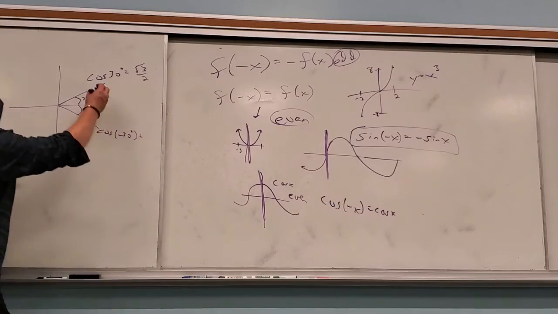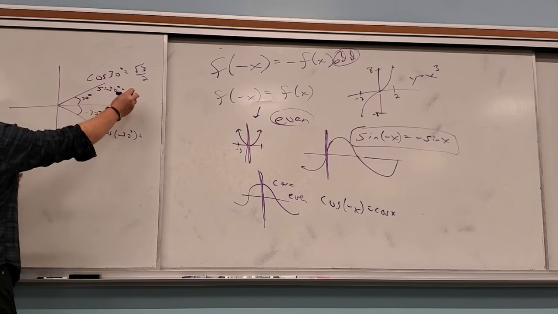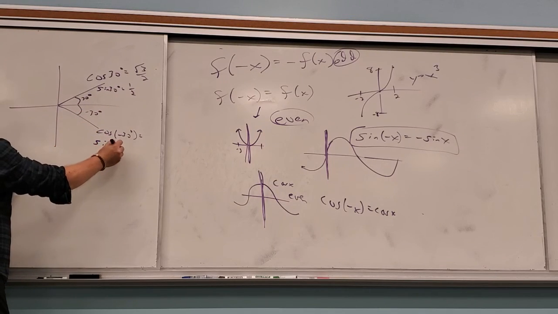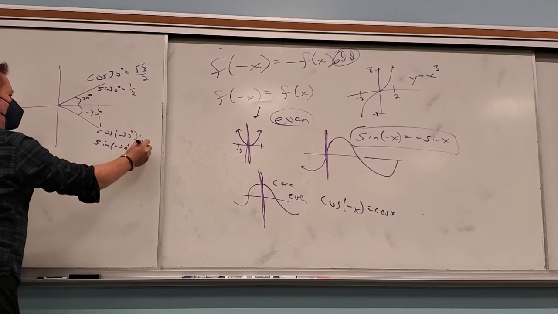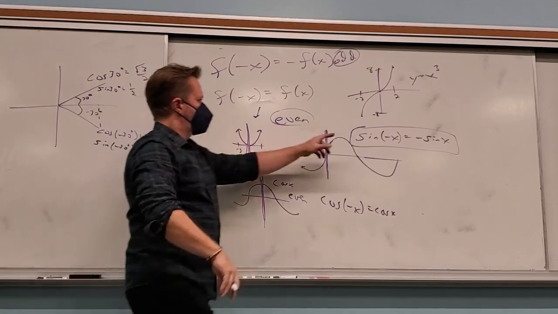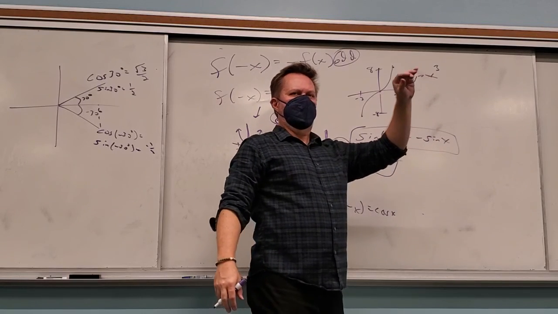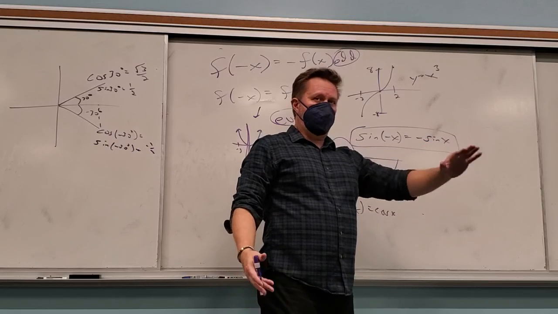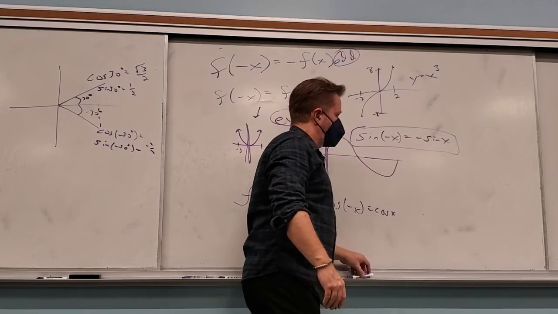If I look at sine, what's sine of 30 degrees? 1/2. Well, what's sine of negative 30 degrees? Negative, because now the y piece is negative. And that tells me that sine of negative angle equals negative sine of the angle. Okay, that's the even and odd symmetry of those.